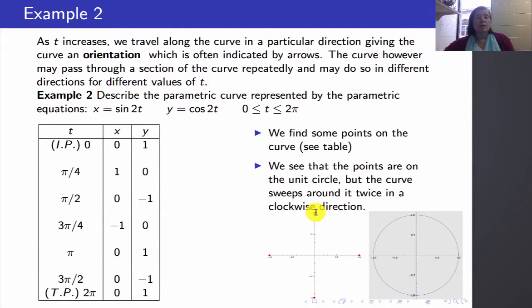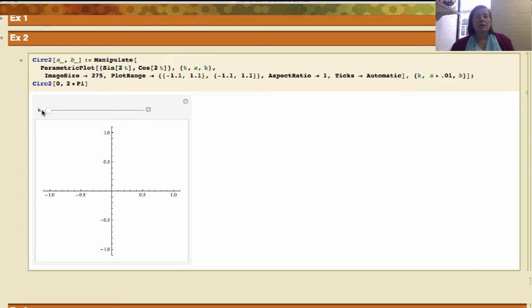At pi, the corresponding point is 0, 1. When t is 3 pi over 2, the corresponding point is 0, minus 1, and when t equals 2 pi, the corresponding point is 0, 1. We see that all of these points lie on the unit circle, and that the curve sweeps around it twice in a clockwise direction. Let's have a look at what's going on using Mathematica.